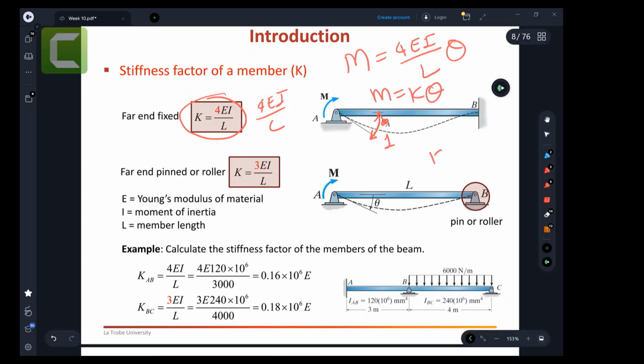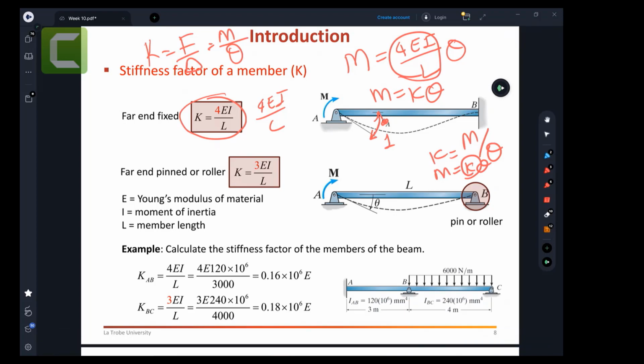You remember that, right? K equal to M over theta, like force over displacement. The stiffness is force over displacement, that is for a spring, but for the beams we will replace the force by moment and replace the displacement by theta. So the same fundamentals hold for the beams: the force in the beam is the moment, and the displacement in the beam is the rotation, which is theta. So if I say that M equal to K theta, and compare this equation, then K equal to 4EI on L.